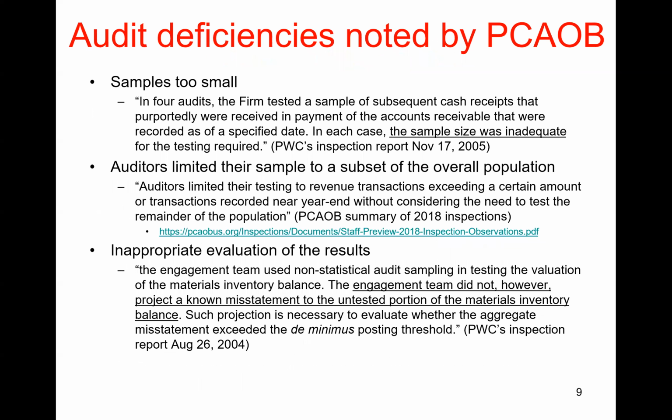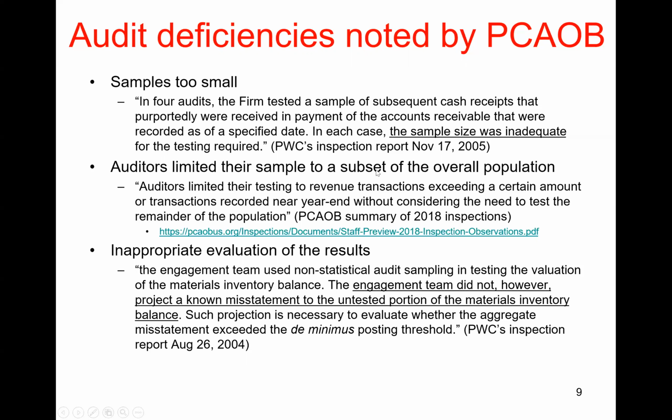Okay, so here's some examples of those deficiencies. First one, the sample is too small. Here's an example from PwC's inspection report for 2005. The PCAOB said that in 4 audits, the firm tested a sample of subsequent cash receipts that were received in payment of accounts receivable, recorded as of a specified date, but in each case, the sample size was inadequate. Okay, so this is a very common type of deficiency noted by the PCAOB.